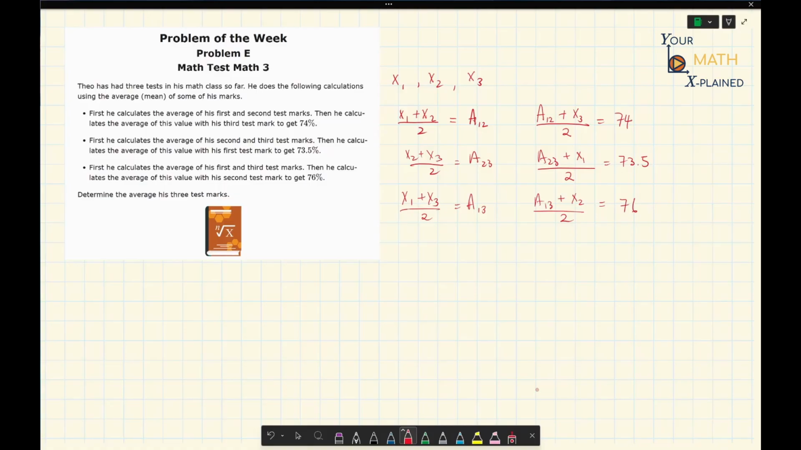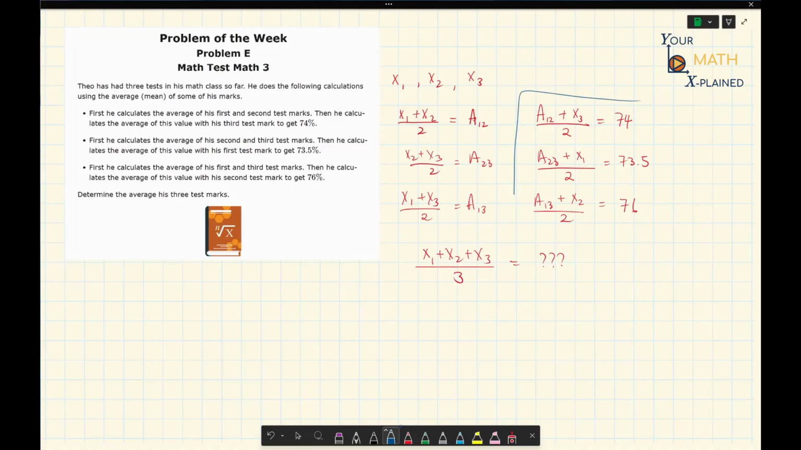What's the goal of the problem? Well, they're asking us to find the average of the 3 test marks. So I'll write down here x1 plus x2 plus x3. Since we're looking for the average of 3 numbers, we're going to divide it by 3. And that is going to represent the answer that we want. So how do we get to this point of getting x1, x2, and x3? Well, I think a similar process to the grade 10 problem would be applied here.